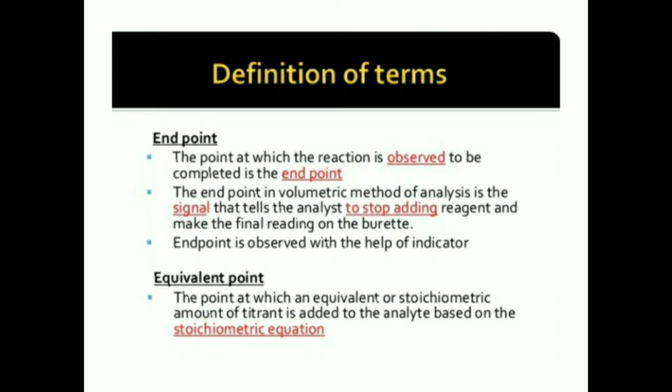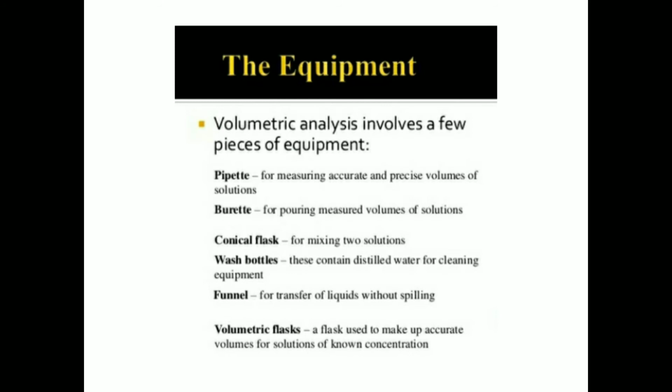Equivalence point: the point at which an equivalent or stoichiometric amount of titrant is added to the analyte, based on the stoichiometric equation. The equipment: volumetric analysis involves a few pieces of equipment: pipette for measuring accurate and precise volumes of solution, burette for pouring measured volumes of solution, conical flask for mixing two solutions, wash bottles.